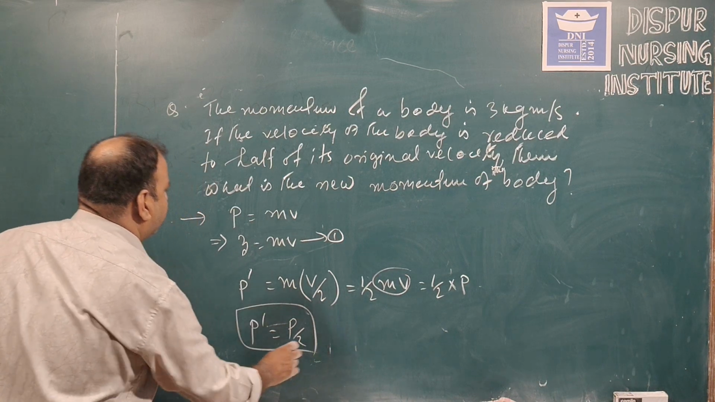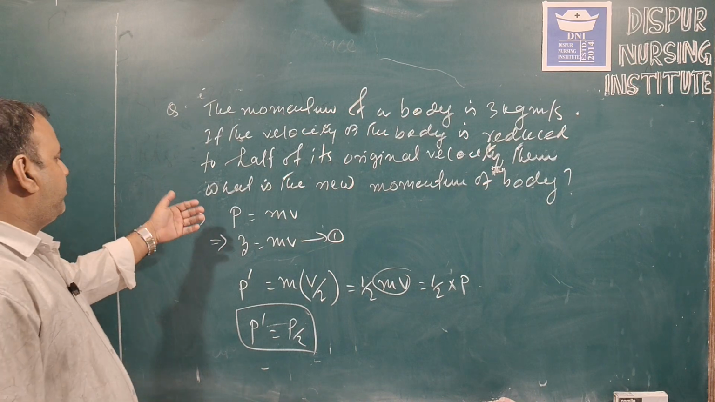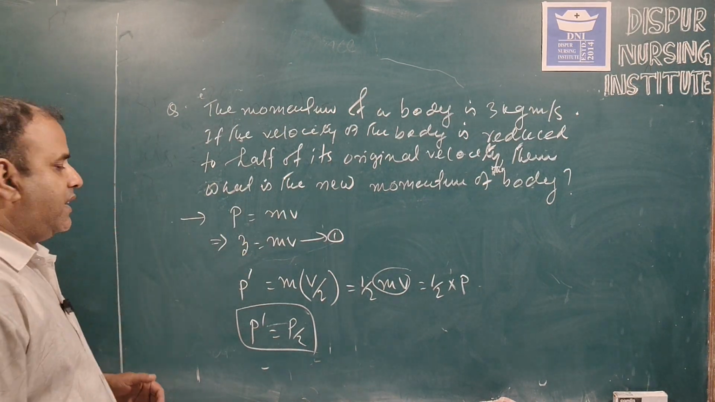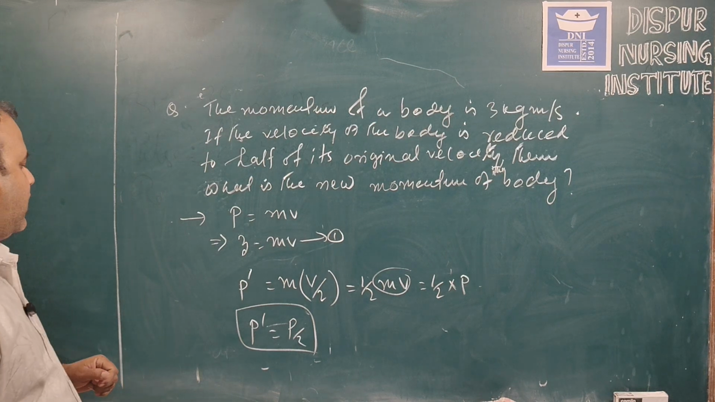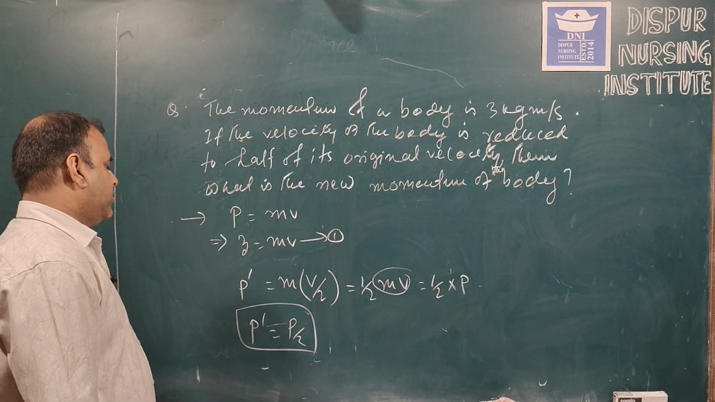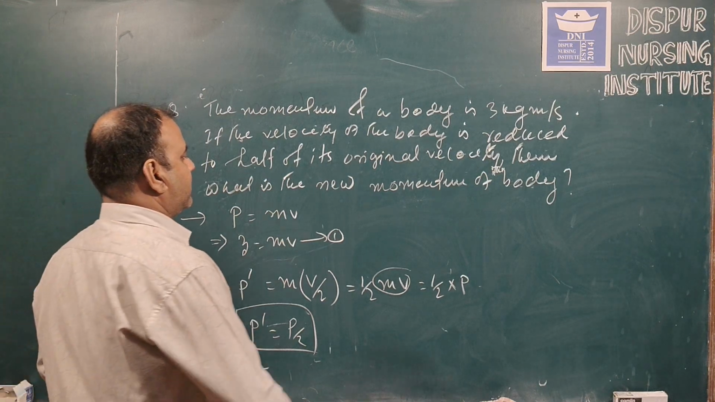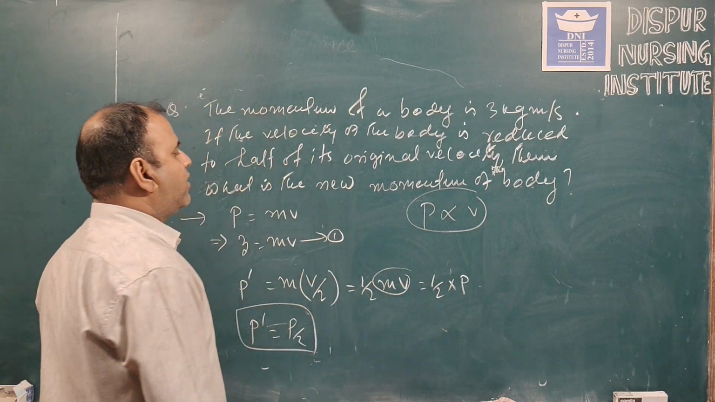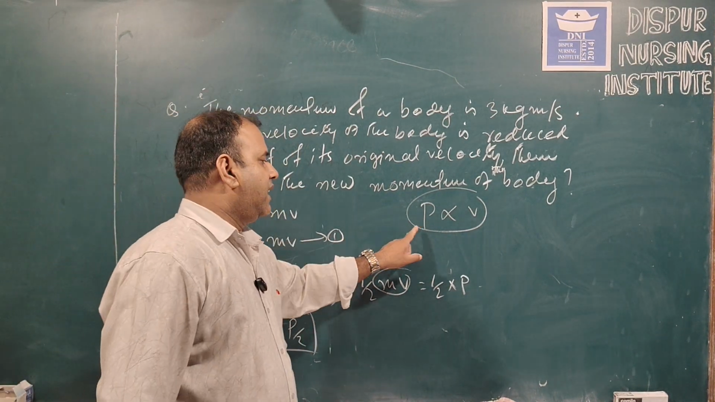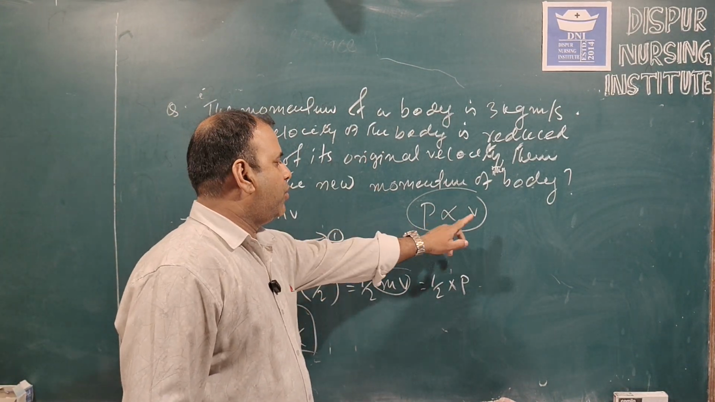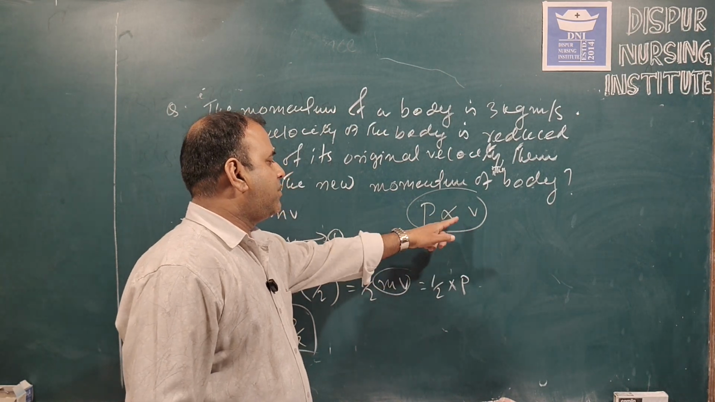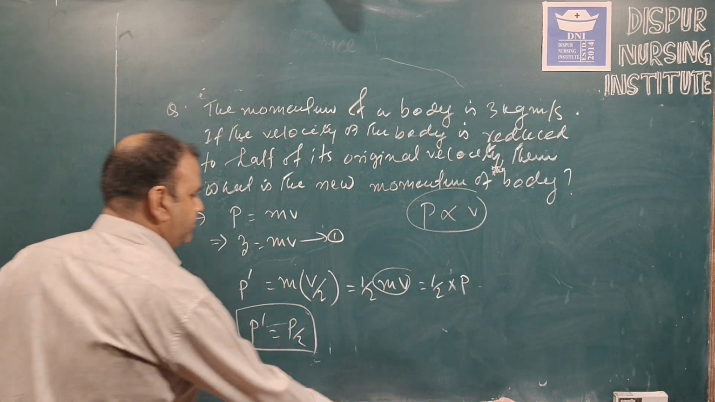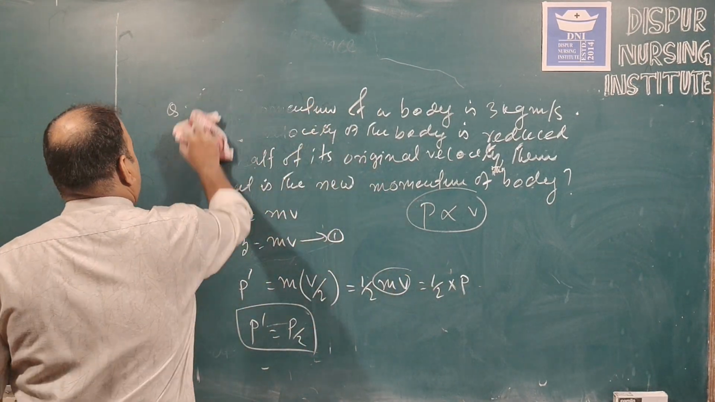So one thing you remember: when the velocity is reduced to half, then momentum will also reduce to half. That means it is directly proportional to the velocity. So P is directly proportional to velocity. That is why if the velocity of the body increases, then momentum will also increase. If the velocity of the body decreases, then momentum will also decrease. This is the direct formula.